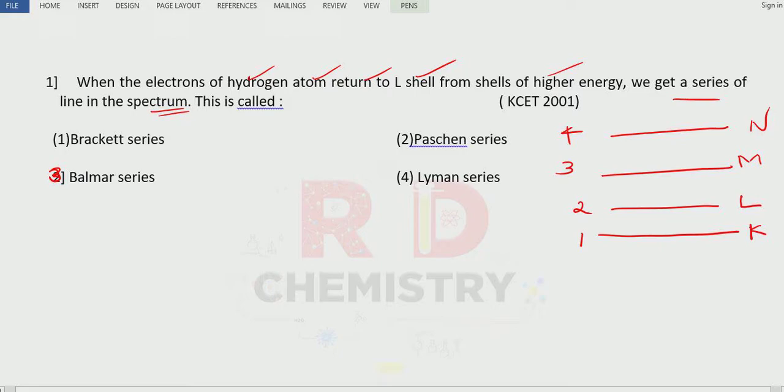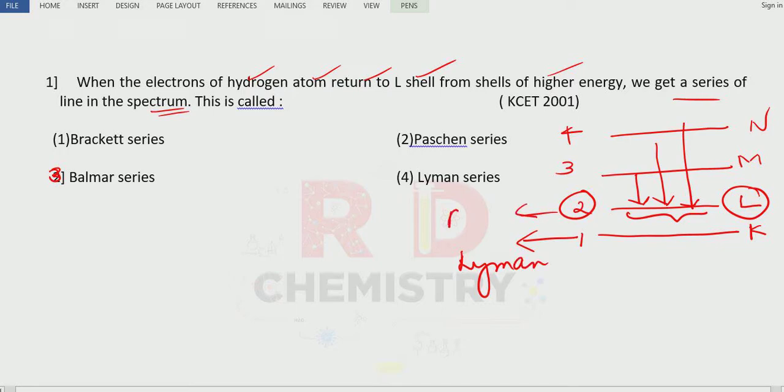Now, they say the electron returns from a higher energy level to the L shell, that means from 3 to 2, 4 to 2, 5 to 2. When they land at the second shell, or the L shell, then we get the Balmer series. Remember, for the first shell, we have the Lyman series. Second one, Balmer series. Third one, Paschen series. Fourth one, Brackett series. And for the fifth one, we have the Pfund series. Therefore, the answer for this is the Balmer series.